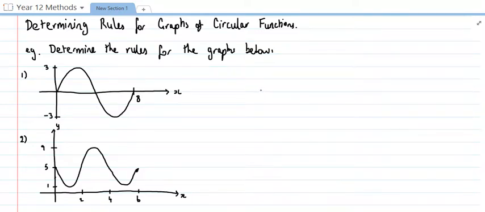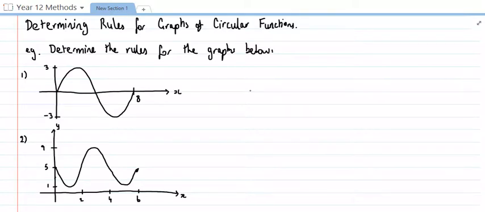Hey everyone, welcome back. Next we're going to have a look at actually determining the rules for various graphs, various circular functions. The thing with this book is it seems to mainly stick to sine functions, but I will go through and have a look at these.